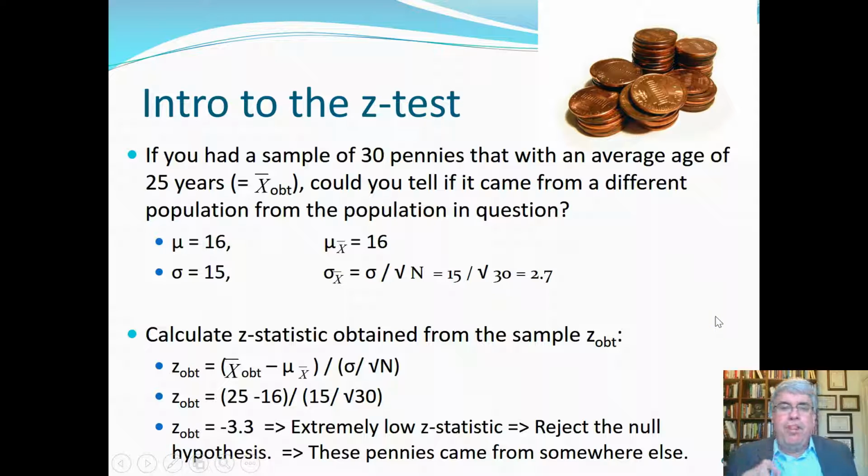That's more than 3 standard deviations away from the mean of what we would expect for a sample of 30 coins. This is an extremely high z-statistic. We're going to reject the null hypothesis. We're going to say, oh, we found strong evidence for our hypothesis that these pennies came from somewhere else, like a coin collection someplace.